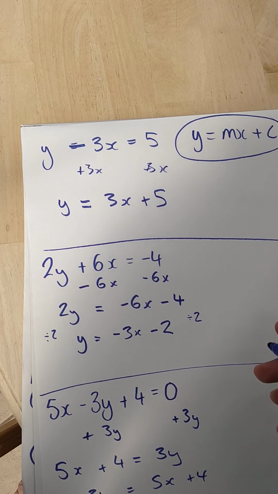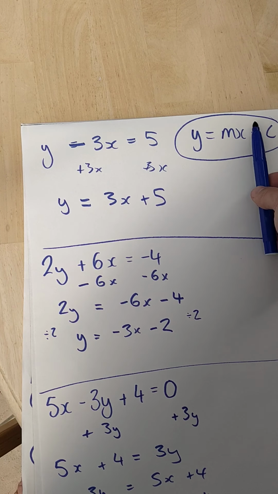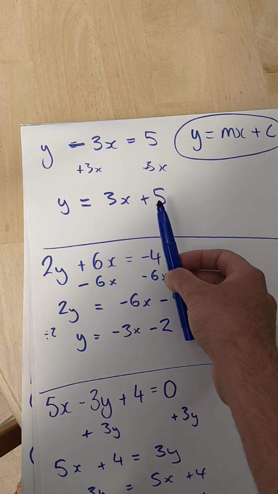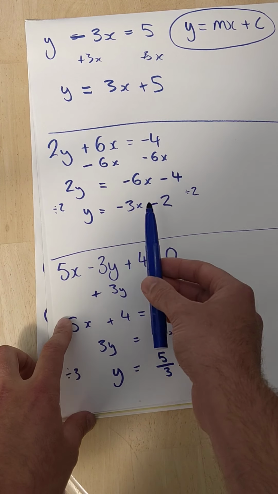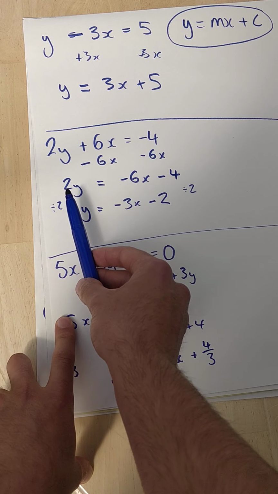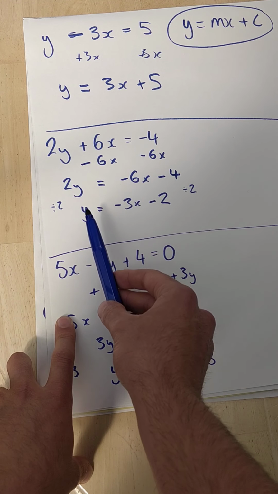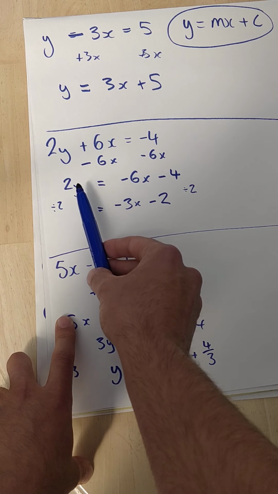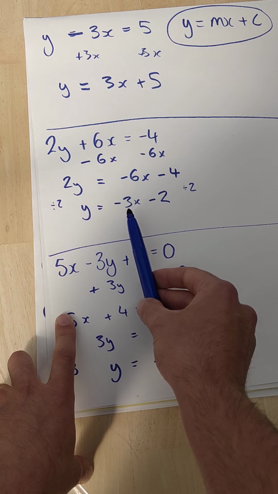So let's go through all of them again. This first one, I had y take away 3x is equal to 5. I need it in this form, so I add 3x to both sides, which gives me y equals 3x plus 5. Now in this instance here, I take away 6x from both sides. That means I get this 2y on its own. So I get 2y is equal to minus 6x minus 4, but I need a singular y, so I divide by 2. If I divide by 2 on this side of the equals, I need to divide by 2 on this side of the equals. So we got y is equal to negative 3x, take away 2.